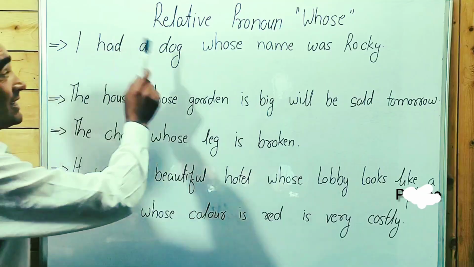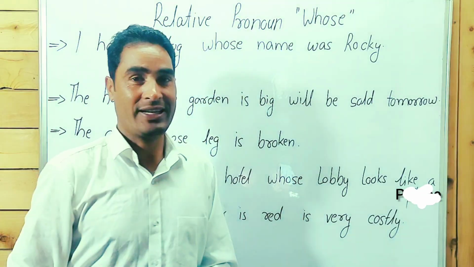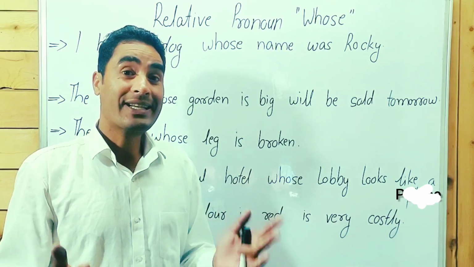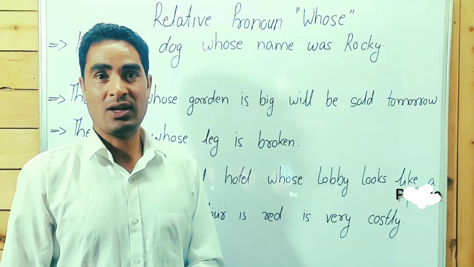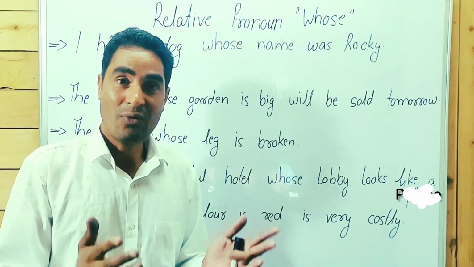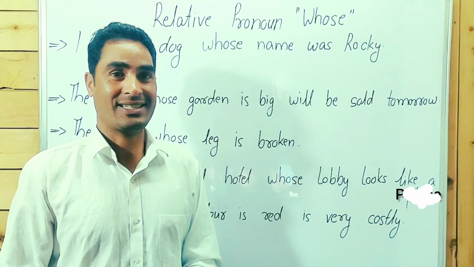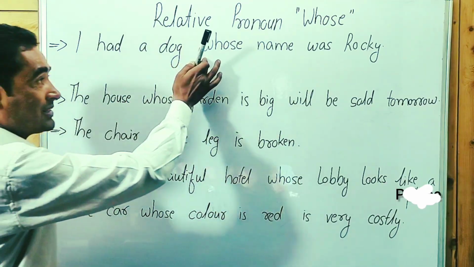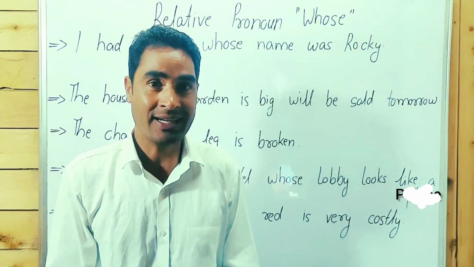First, I had a dog whose name was Rocky. Guys, as I taught you in the very last slide, whose can be used only for human beings. We can't use whose for animals, for things, for objects, non-human beings. So this is an incorrect sentence when we talk about formal English.